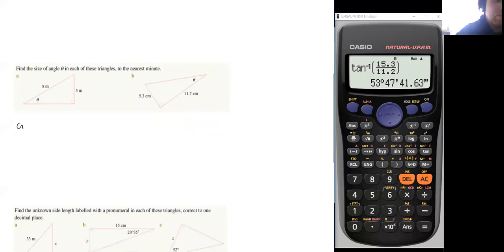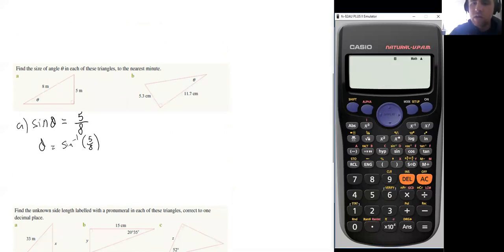So for A, the first thing that we do is we just write our equation out. Sine theta is going to equal the opposite side, which is 5, over the hypotenuse, which is 8. Okay, and now we have an equation. We can solve for theta to find that angle. So move the sine across. Theta equals inverse sine 5 over 8. So inverse sine, shift sine, and then 5 over 8.